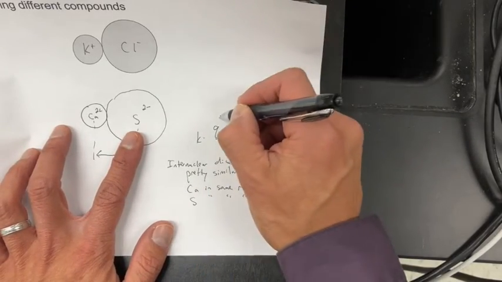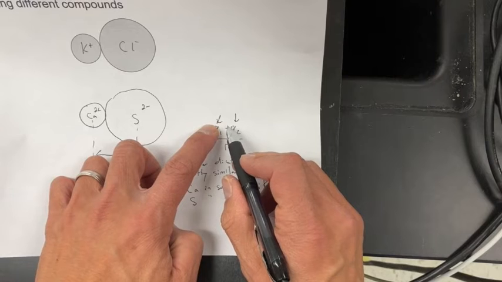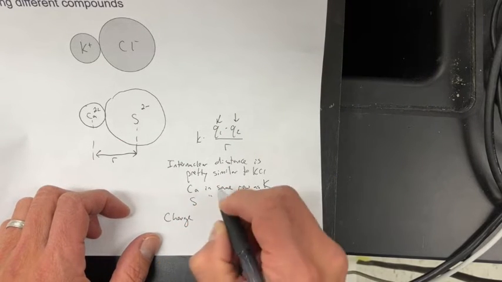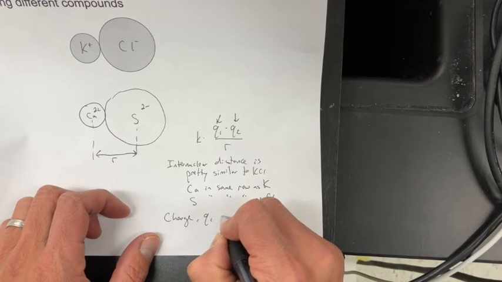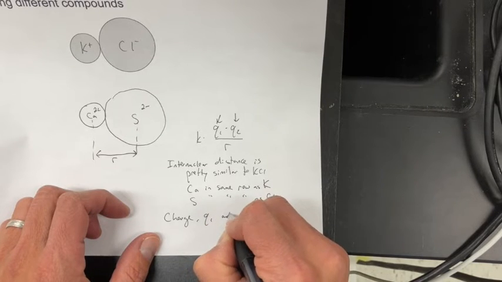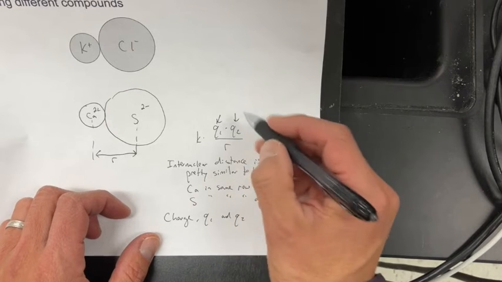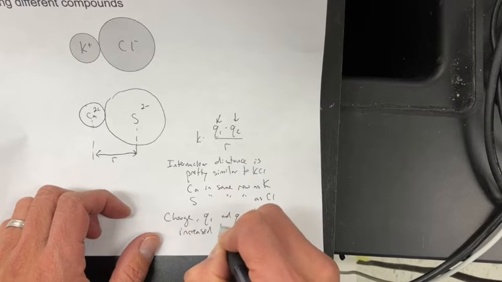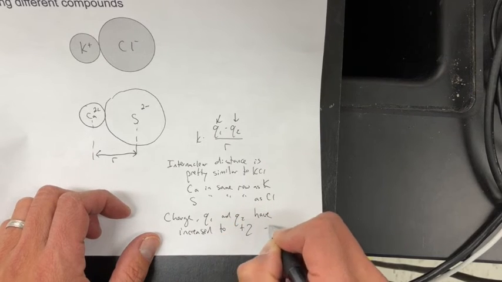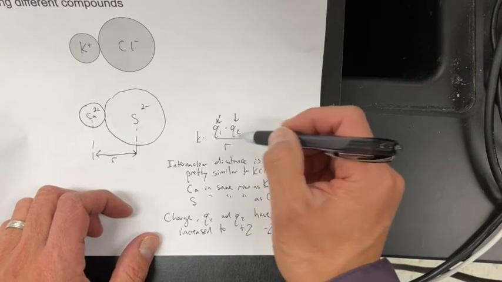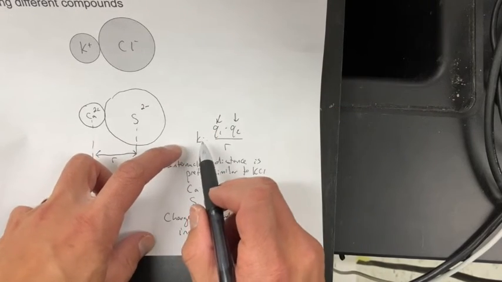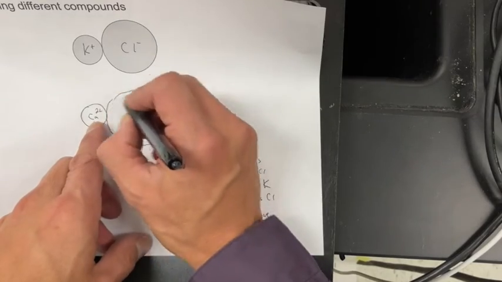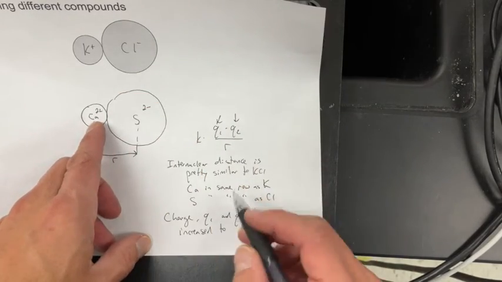But what has changed? The Qs. The charges Q1 and Q2 have now increased to +2 and -2. So we've doubled the charge. Because we've doubled the charge, what's going to happen to my strength of attraction? Well, this one is going to have a much higher strength of attraction.